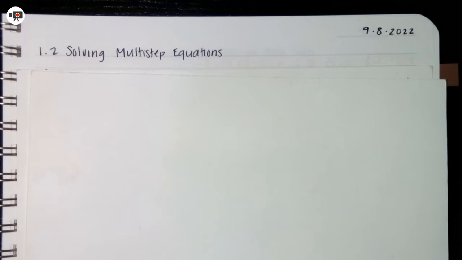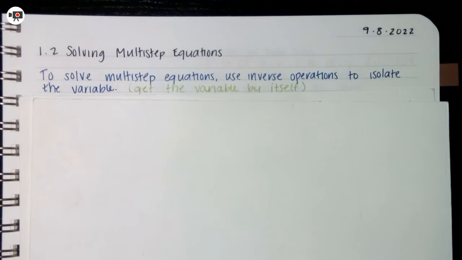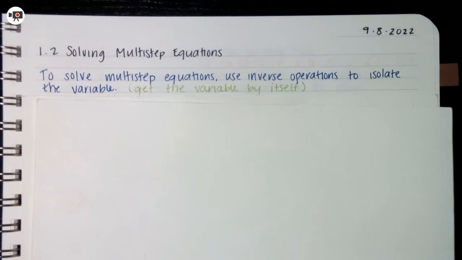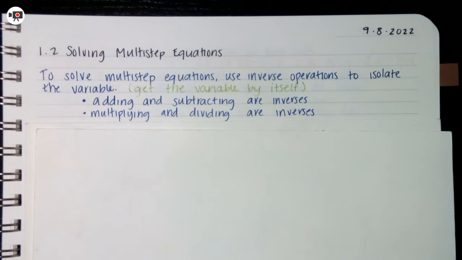This is 1.2, solving multi-step equations. To solve multi-step equations, we are going to use inverse operations to isolate the variable. Isolating the variable means getting the variable by itself. So adding and subtracting are inverses, and multiplying and dividing are also inverses.